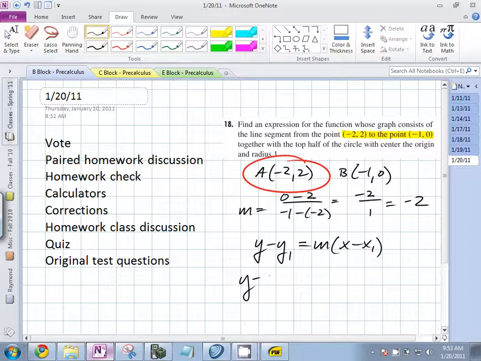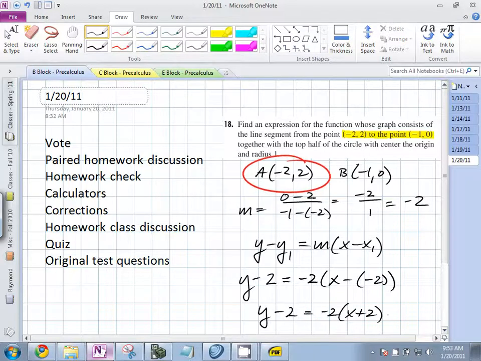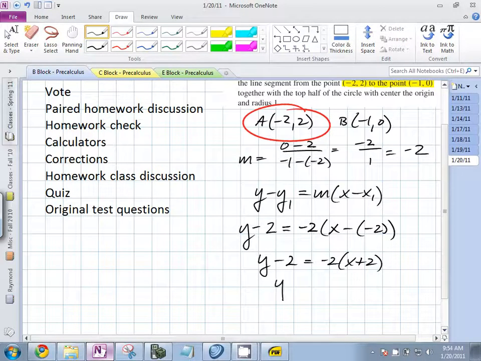Y minus what is equal to -2 times x minus -2. So you clean it up a little bit. y minus 2 is equal to -2 times x plus 2. You could clean it up a little bit further. You could leave it like that. That's totally fine. I'm totally okay with that.